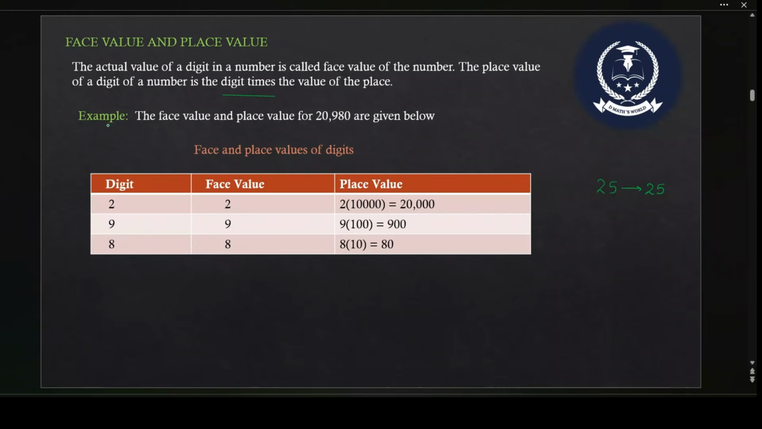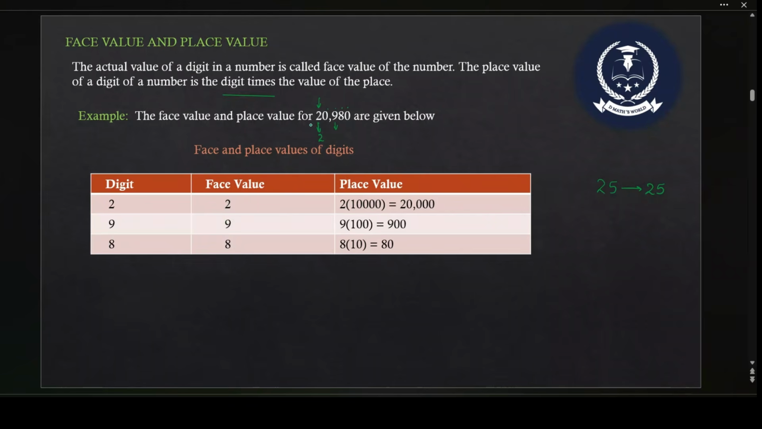So I'm just writing it here. For example, the face value and the place value of 20,980 are given below. Look here. It's in the place of 2. So 1, 10, 100, 1,000, 10,000. So the digit is 2. Face value is the same as it is. And if I'm talking about 9, the face value is the same as it is. 8, as it is.